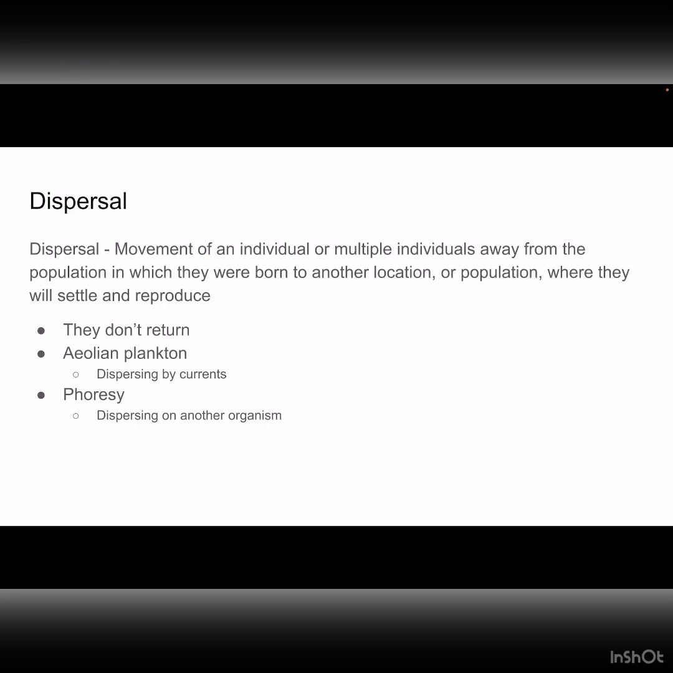There are two major categories of dispersal, aeolian plankton and foresy. In aeolian plankton, organisms disperse through the use of currents. In other words, water currents or air currents or any other type of currents carry the organism to somewhere new. In foresy, organisms disperse via another organism. Let's look at some examples.